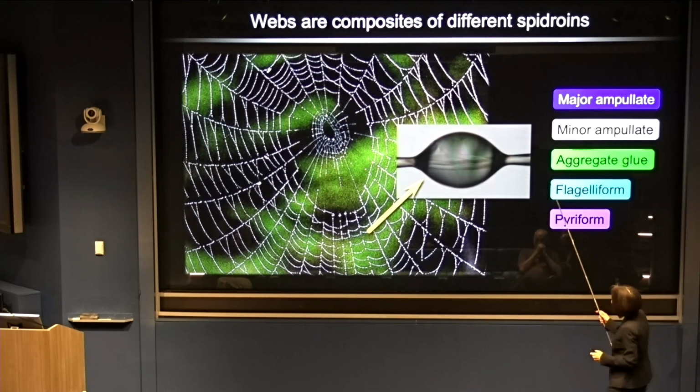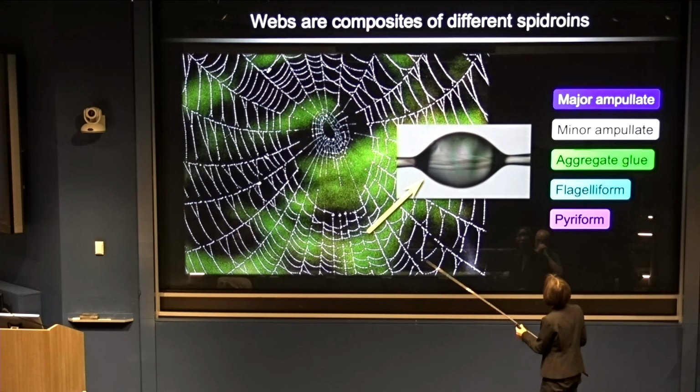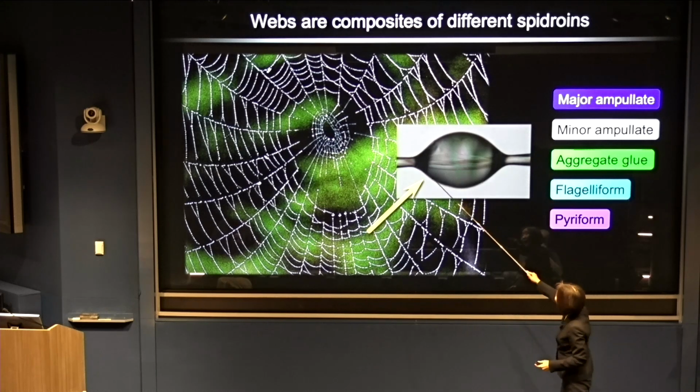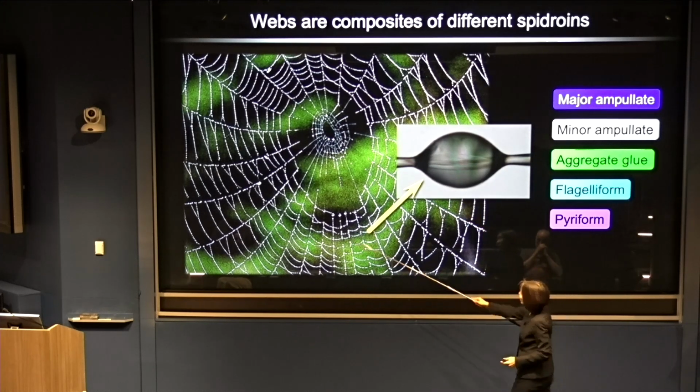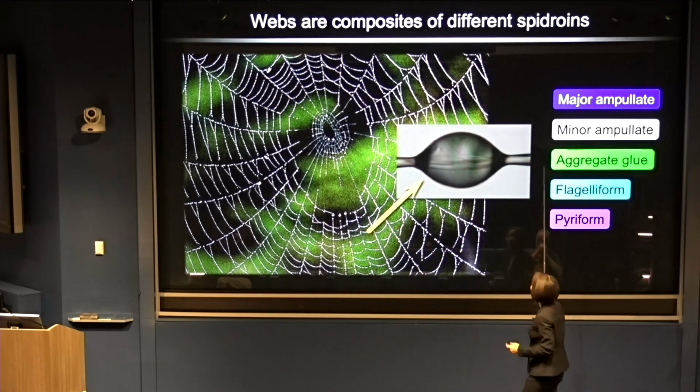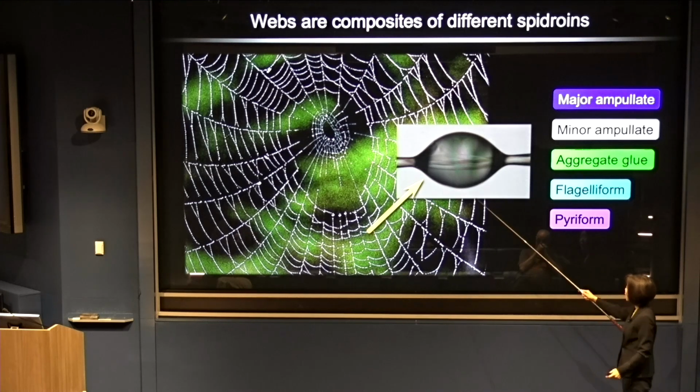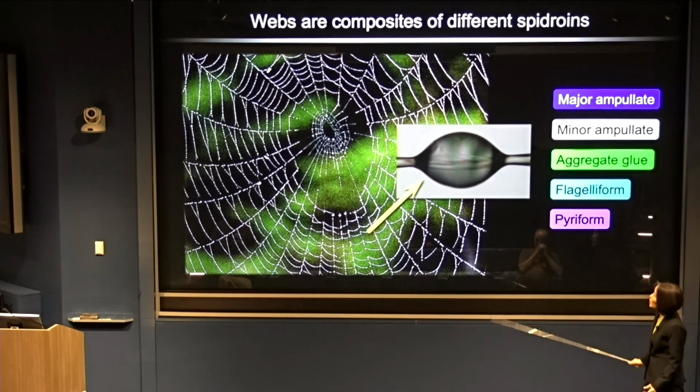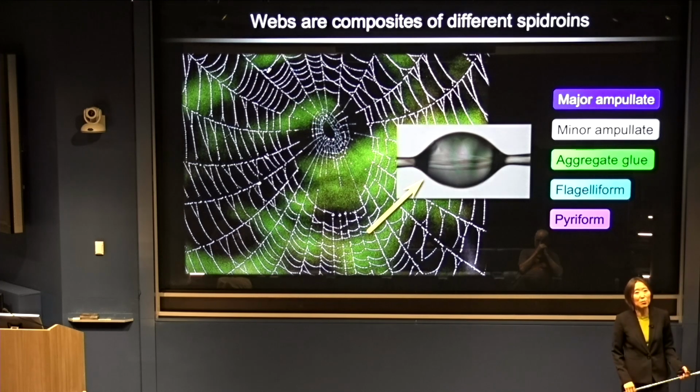So the 5 kinds of silks that were used in making this web: major ampulate silk. That's the radii, and a little bit of the frame. Most of it's cropped out here, but it's the stiff silk that makes the frame. Minor ampulate silk is also called temporary spiral, and it's like a scaffolding silk. So it's used when the spider is constructing a web.